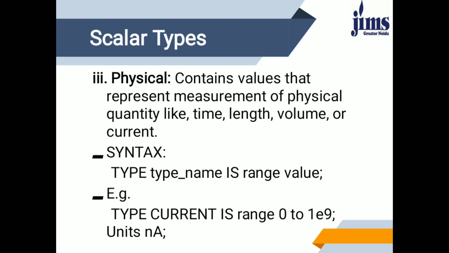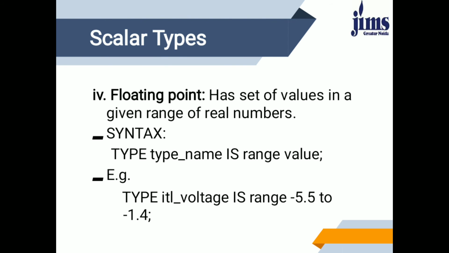Another example can be type distance. Another example can be type current. If we define current like here, type current is range 0 to 1e9. Here units: nanoampere, microampere, picoampere, milliampere, amperes. These can be defined. So in this way integer values can be defined also.